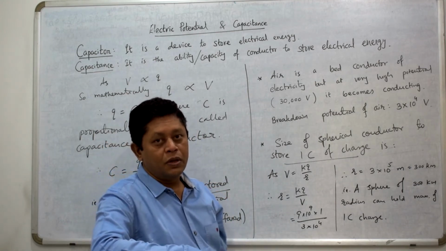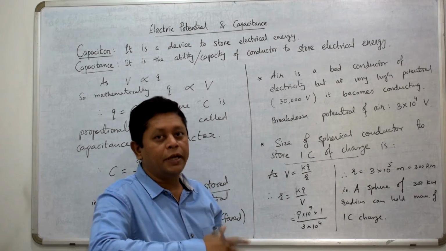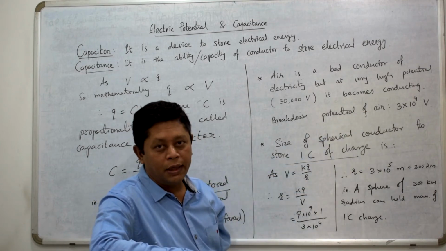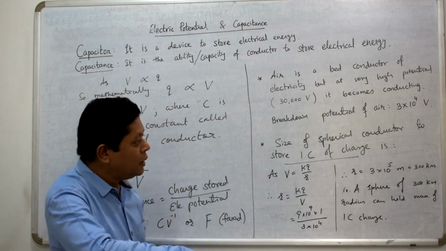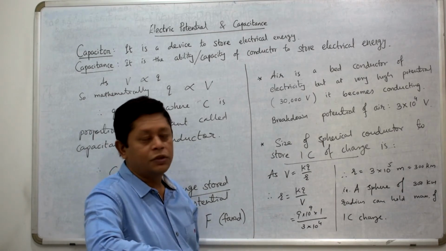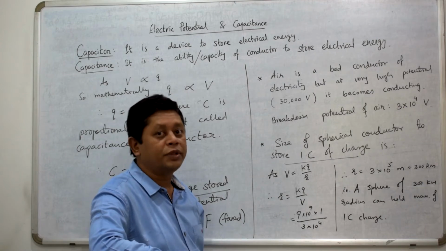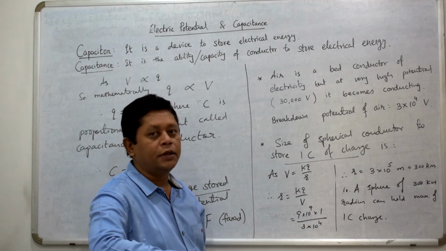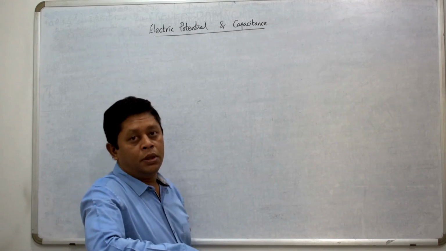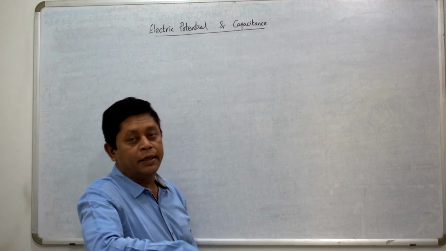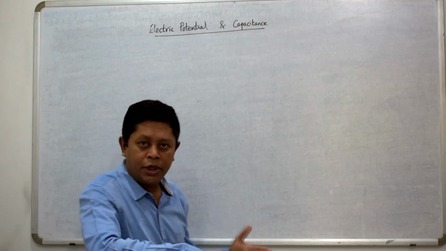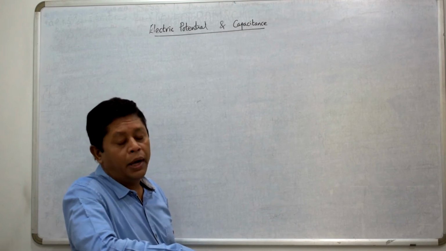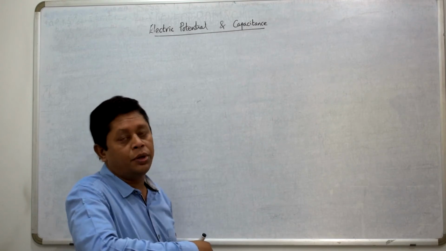It means that a small amount of charge can create a very high potential on a conductor. If that potential exceeds the ionizing potential of air, then the charge will radiate through the air. So it is not within the capacity of a conductor to hold that charge. So the question is, how can we increase the capacity of a conductor? You know, as you increase the charge, the electrical energy stored in the conductor increases, but at the same time, when the charge increases, electric potential also increases, and if it exceeds the ionizing potential of air, then it will radiate to air. So what is the way to increase the charge on the conductor?